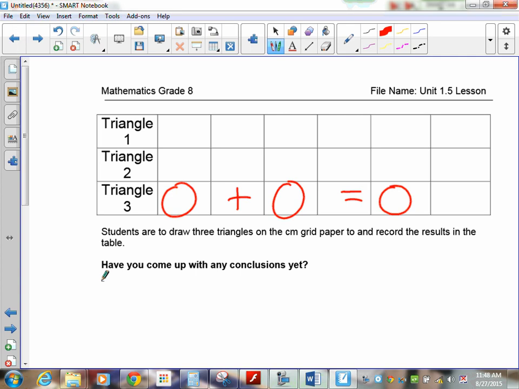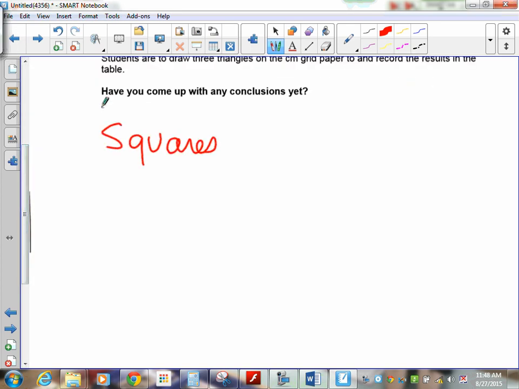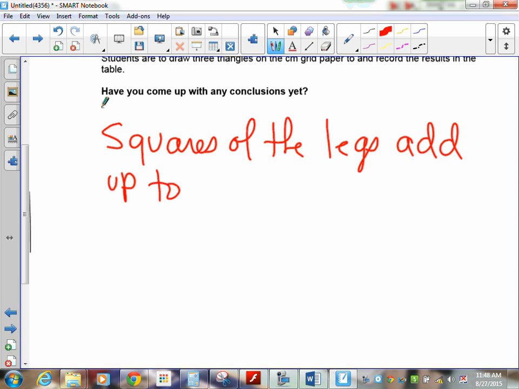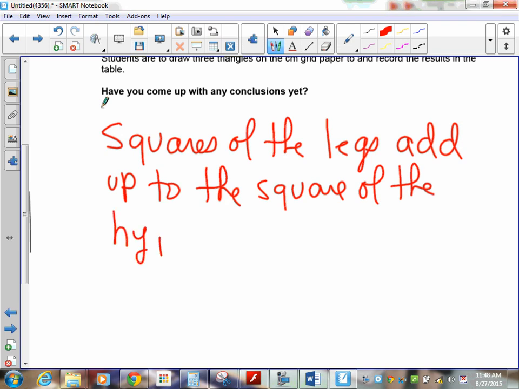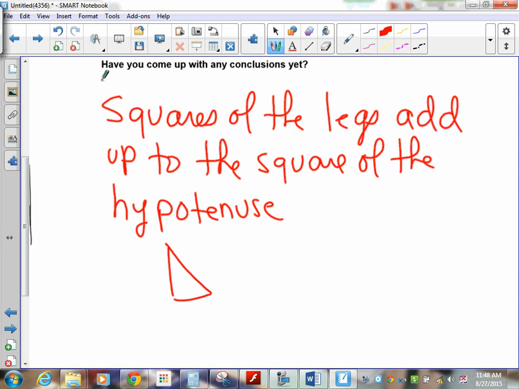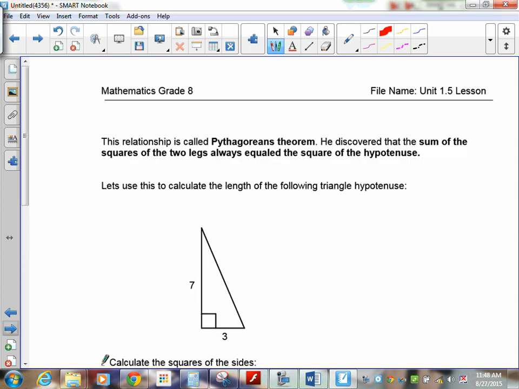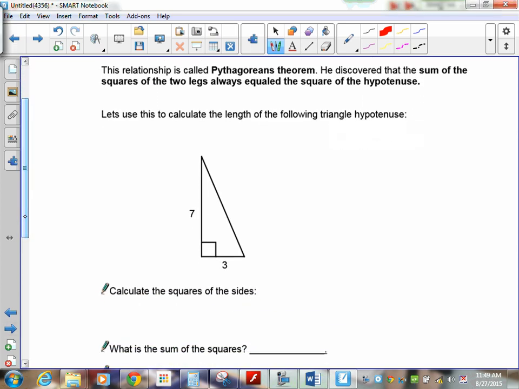But the squares of the legs add up to the square of the hypotenuse. Simple as that. So, if you take a look at our triangle, here's my right triangle, here is my first square, here's my next square, and this is the other square here. This square and this square have to equal that square. A squared plus b squared equals c squared. Here's your 90-degree angle. This relationship is called Pythagoras' theorem. He discovered that the sum of the squares of the two legs always equals the square of the hypotenuse.